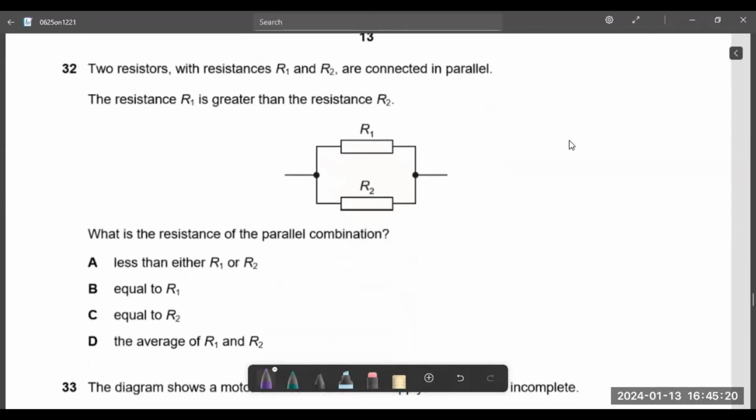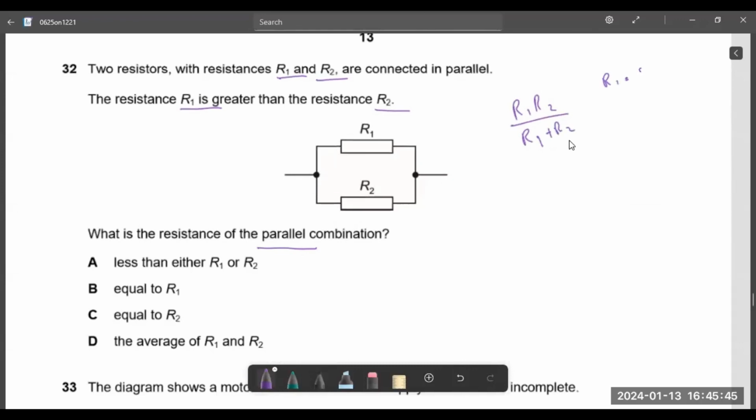Next, two resistors R1 and R2 are connected in parallel. R1 is greater than the resistance R2. What is the resistance of the parallel combination? When two resistors are connected in parallel, the resistance will always be less than either one. That is, the equivalent resistance will be R1 R2 by R1 plus R2.